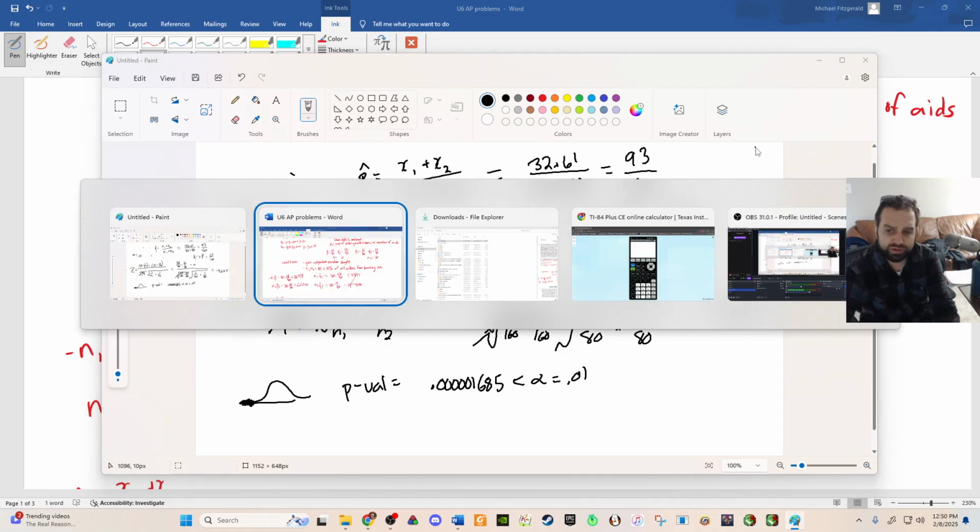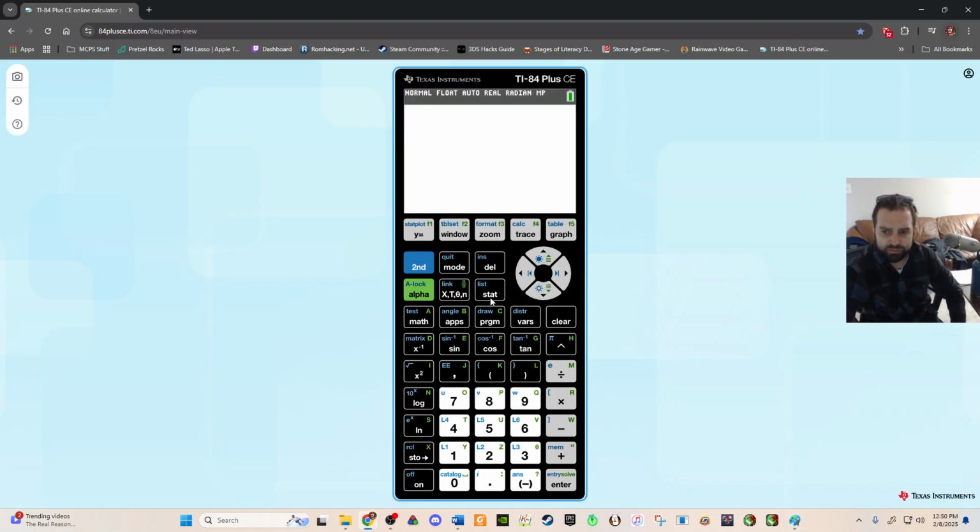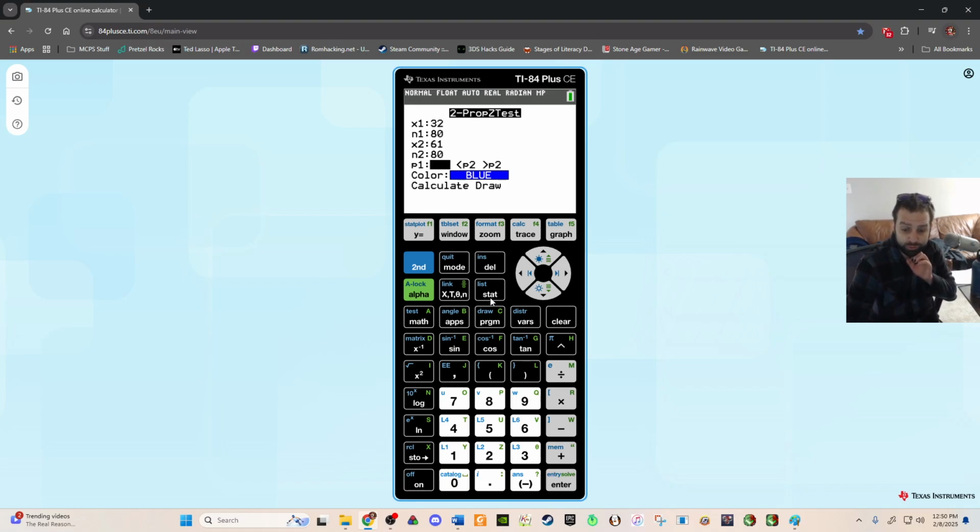Let's run through how to do that in the calculator real quick. We go to the test menu, to the two-proportion test. Then we just put in our proportions and the direction of the test. I have 32 over 80 there, and I have 61 over 80 for the other proportion, and we are doing a less than test. I calculate that. That's the z-score that we have. This is the p-value, times 10 to the negative 6, and we have the combined p hat if we need it. So that's another way to get them.